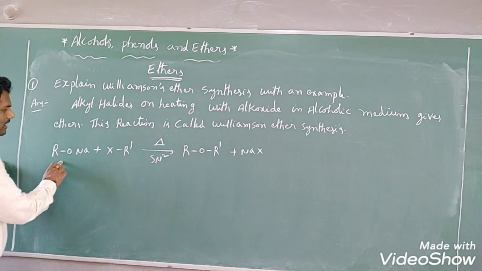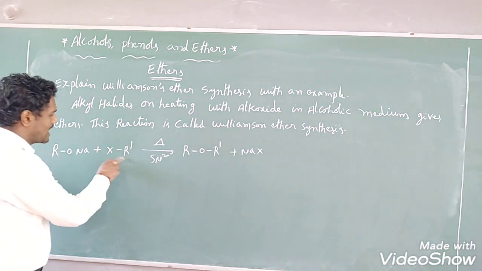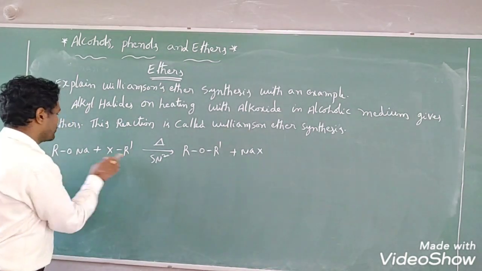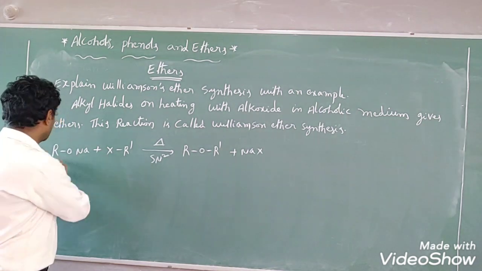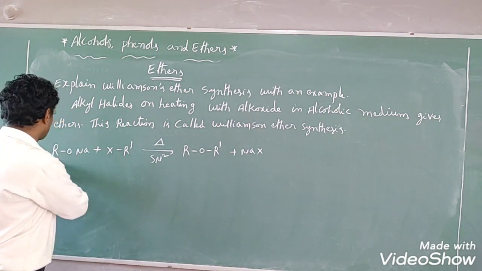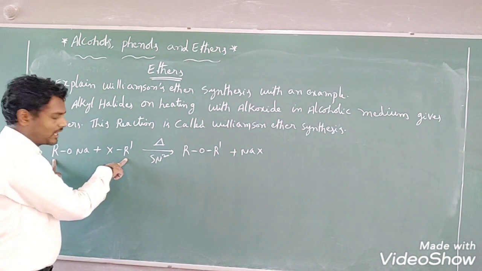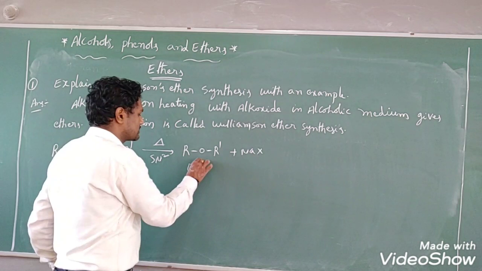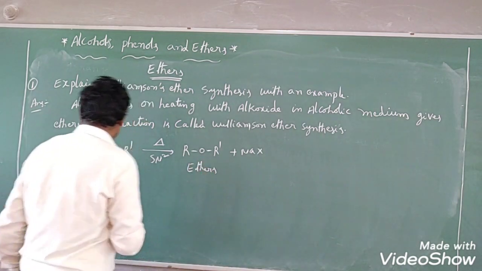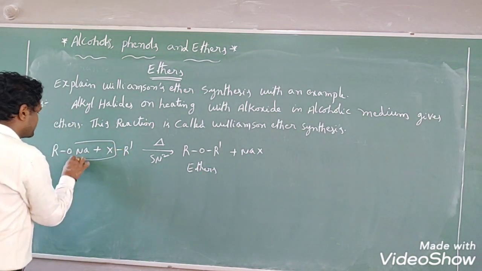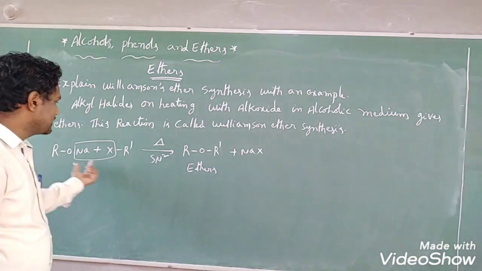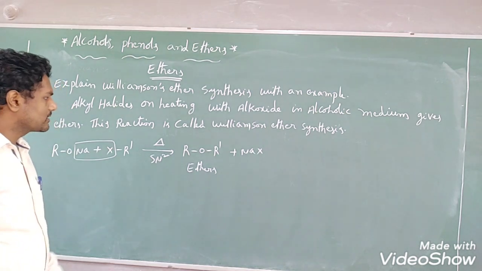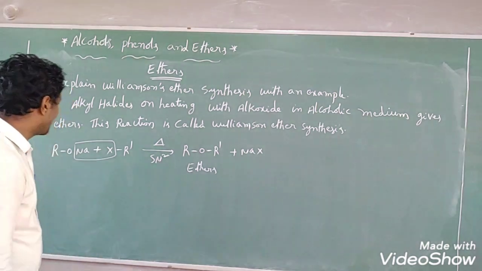Now I have taken sodium alkoxide, treated with alkyl halide R-X. If you take the same alkyl group, write R; with different alkyl groups, write R dash. When these two reactants are heated, they give ethers by the removal of sodium halide. This reaction takes place via the SN2 mechanism.